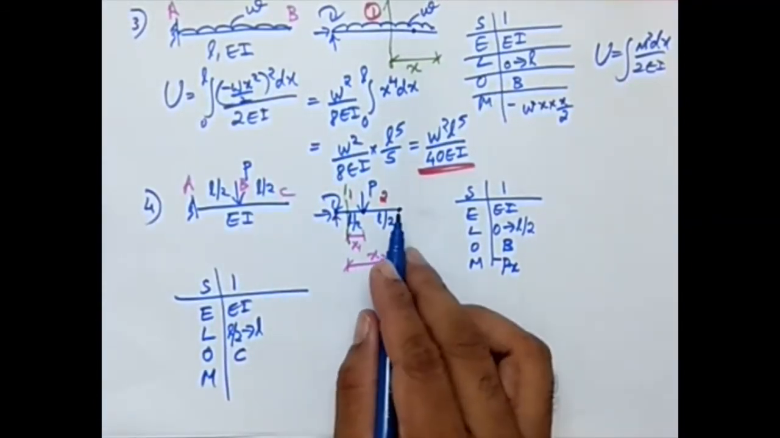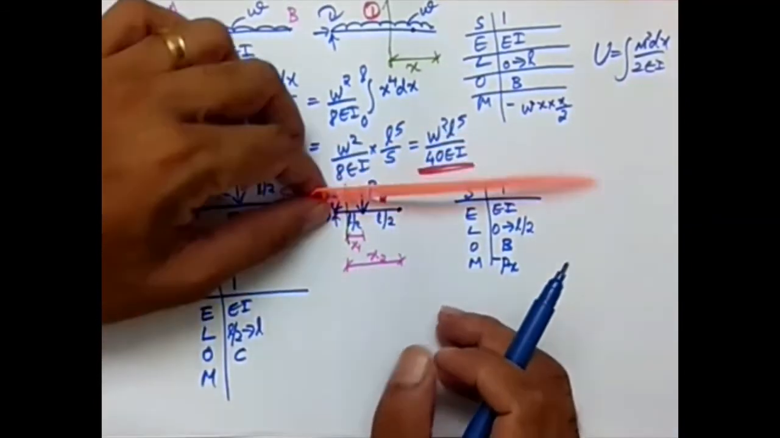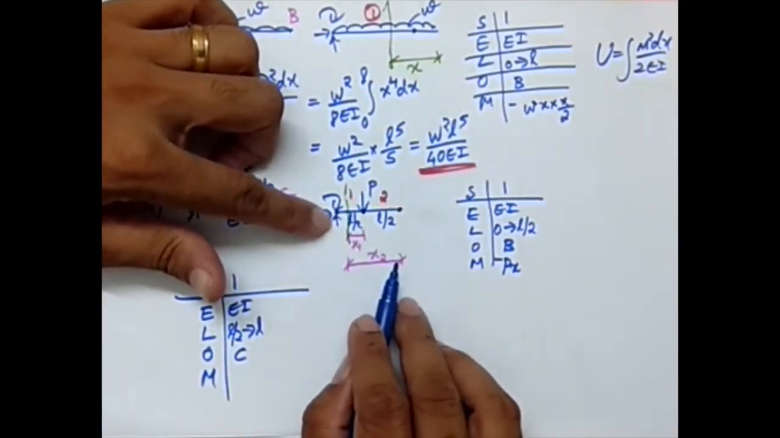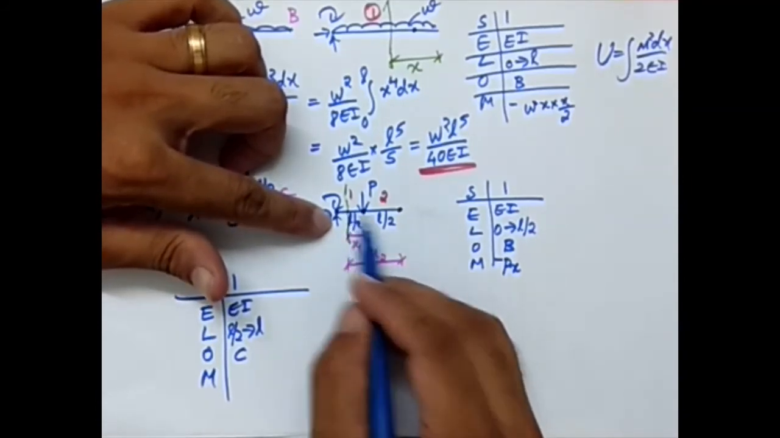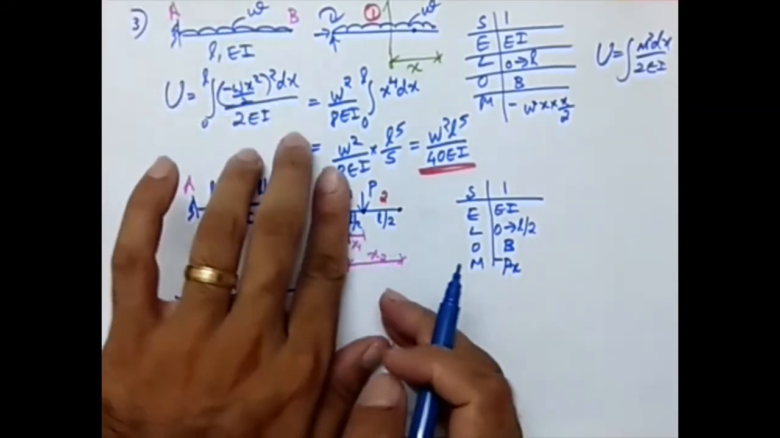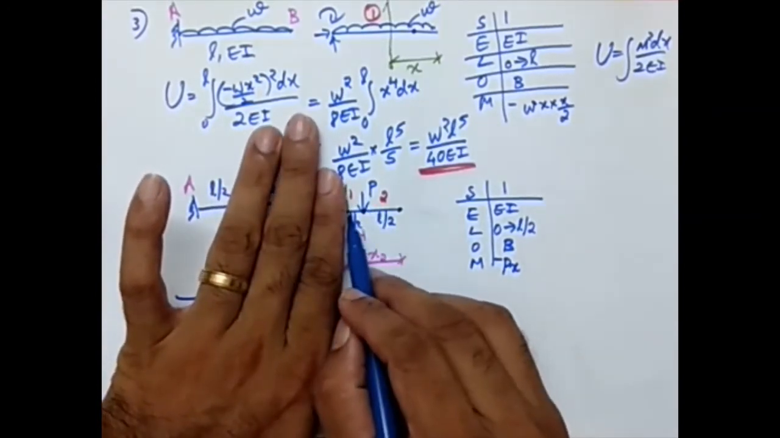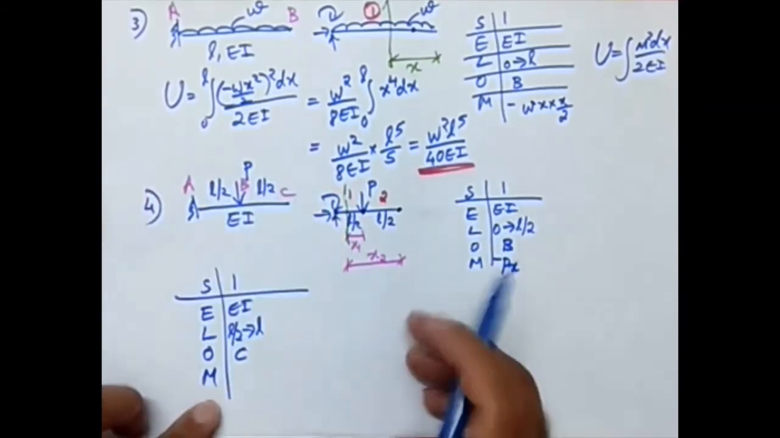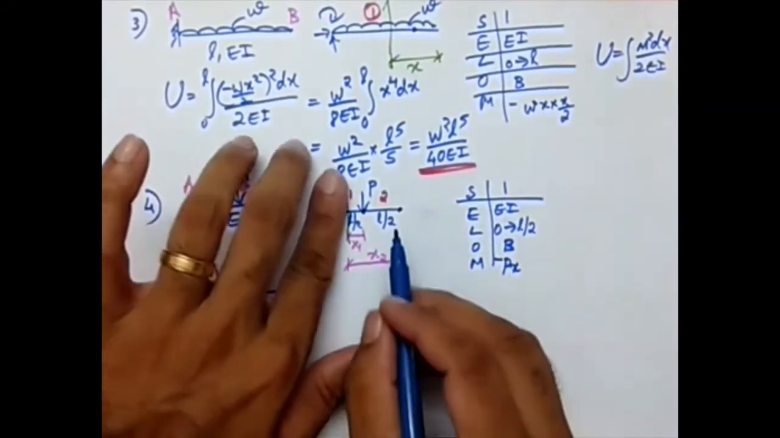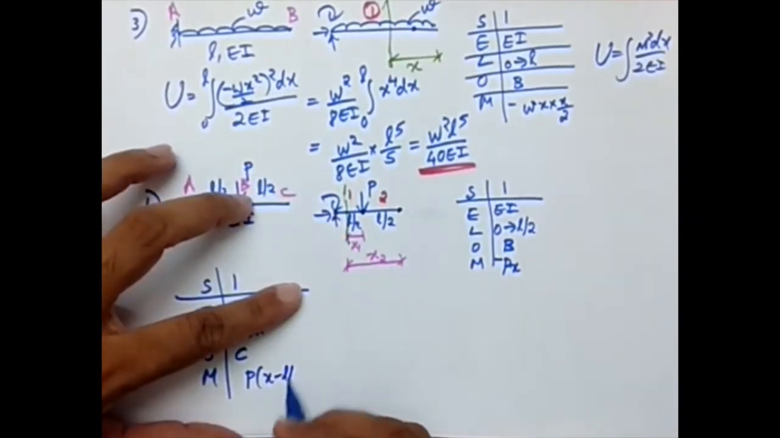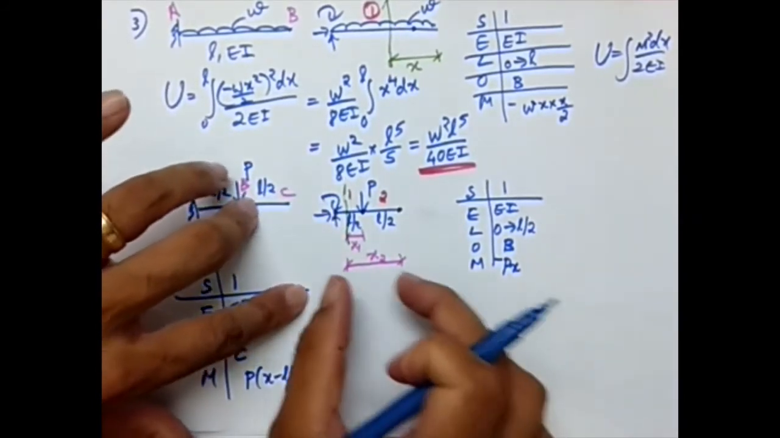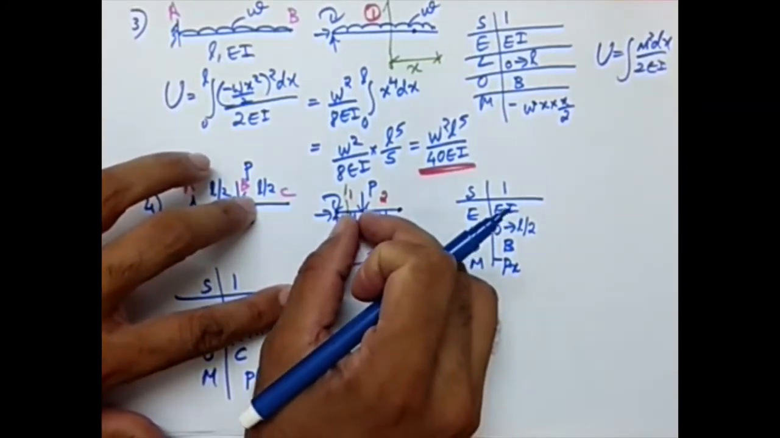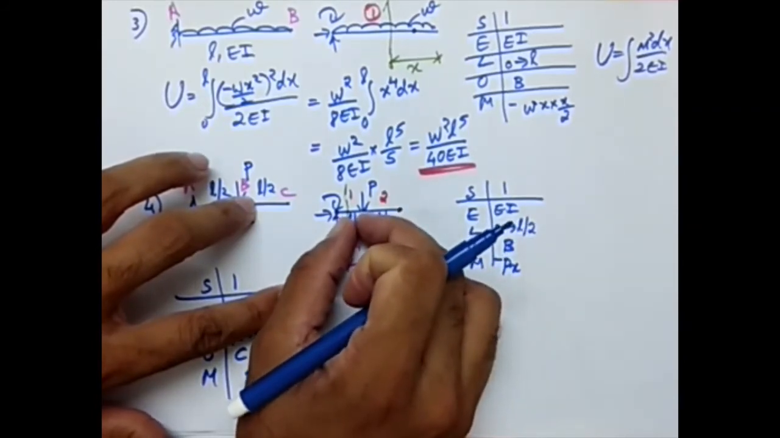But if I'm considering C as the origin, now what happens? The length I need to consider, this distance is my X. So what is this distance? Because if I want to calculate the moment, the force is P, the lever arm is this small distance, and I have X as this distance. So in here, the moment will be P into X minus L by 2, because X is this total distance. What I want is only the small distance, so X minus L by 2 will give me the small distance.